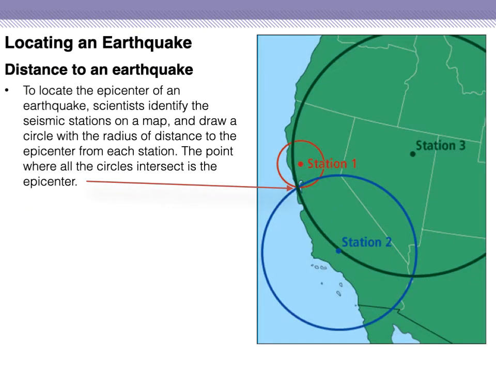To locate the epicenter of an earthquake, scientists identify the seismic stations on a map and draw a circle with the radius of the distance to the epicenter from each station. The point where the circles intersect is called the epicenter.